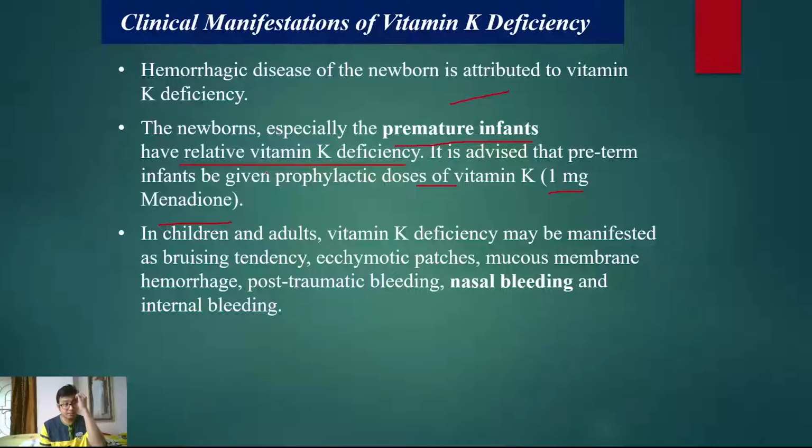And in children and adults, if at all vitamin K deficiency happens, it is manifested as increased bleeding tendency, because vitamin K was acting as a cofactor to prevent hemorrhage. It was acting as a procoagulant. So if it is deficient, those patients will have increased bleeding tendency, increased bruising tendency. What is a bruise? If you get a blunt trauma, you will see blackening of these areas.